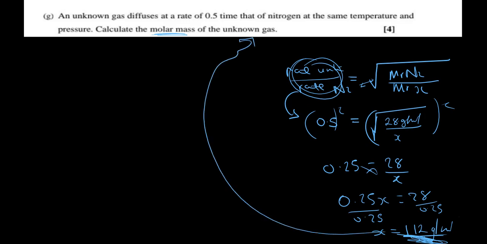All right, so that is it. So know the equation: the rate of the unknown over the rate of that reference material that they have given you is equal to the root of the molar mass of the reference over the unknown. So master this formula, please. All right, master it. So this marks the end of our lesson or our paper. I've tried to answer it in 1 hour 15 minutes.